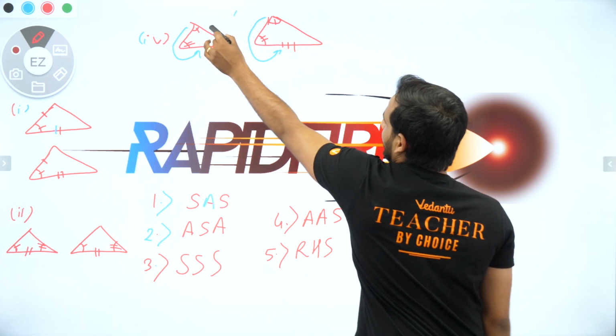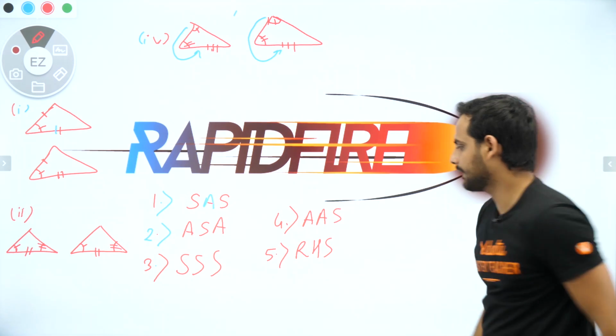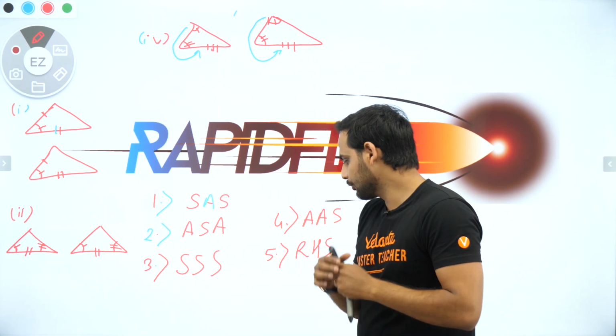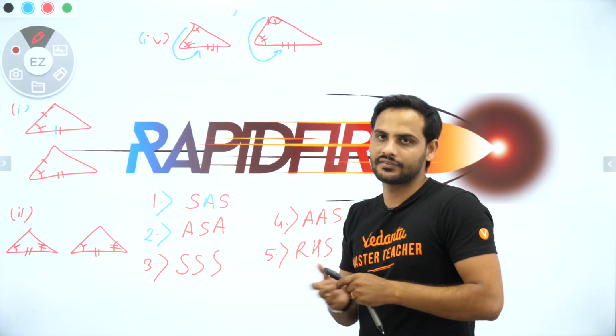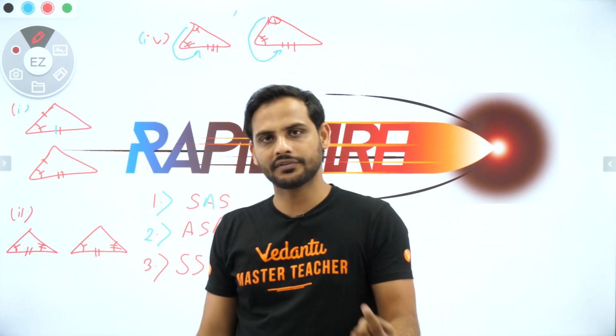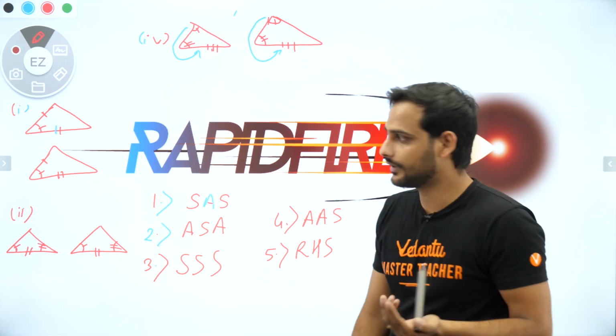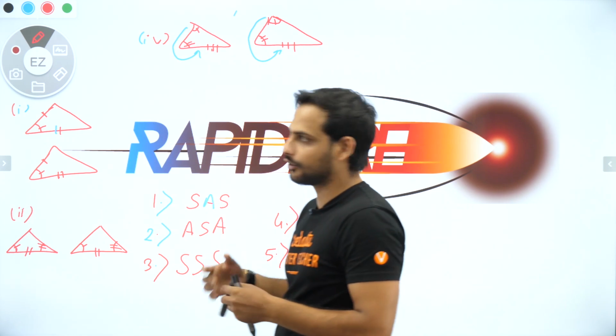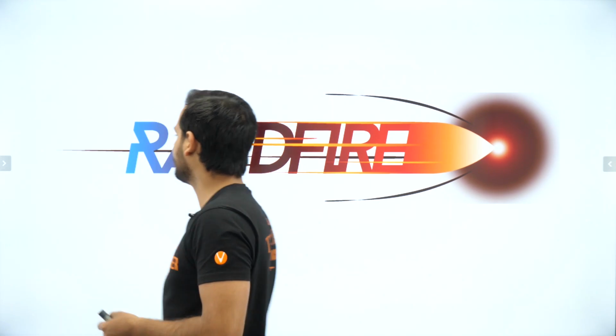So this will be your angle angle side. And the right angle hypotenuse side rule is, first, the right angles are equal for both, the hypotenuse should be equal, and any one of the other sides. So that will be your right angle hypotenuse side rule. These are the five rules using which we will be finding out congruency. Okay, let's move ahead now.